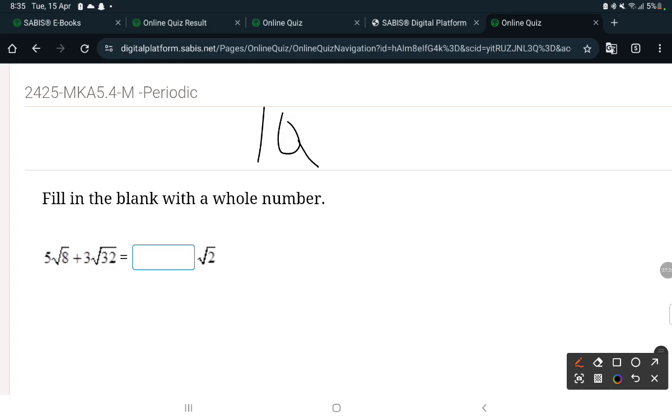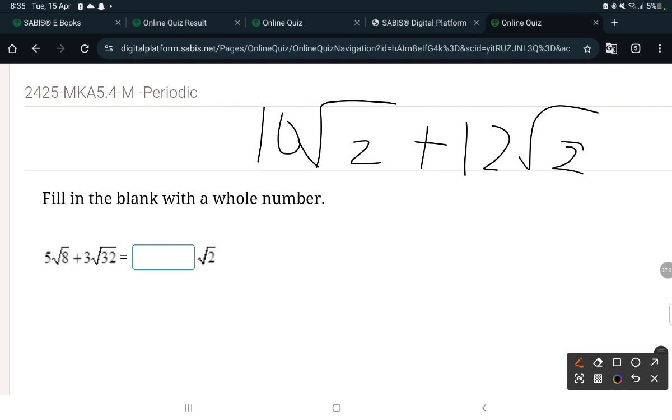So the first one was 10 radical 2. This one's going to be 12 radical 2. 10 plus 12 is 22. And the radical 2 stays the same. 22 radical 2.